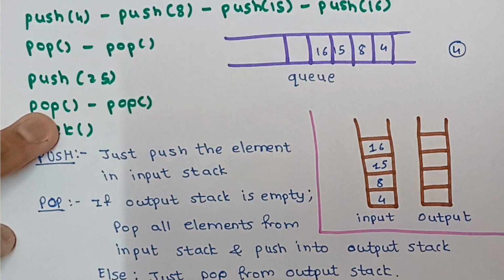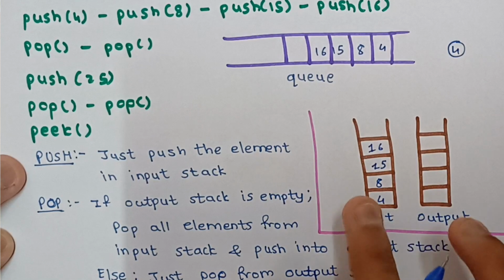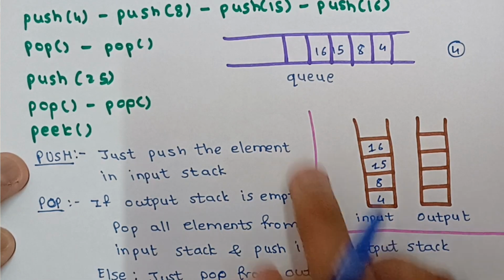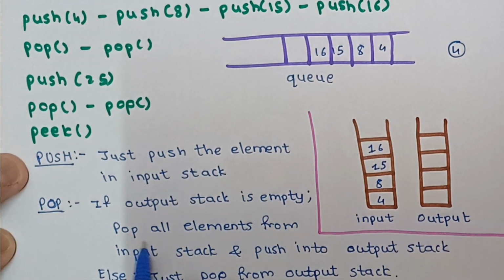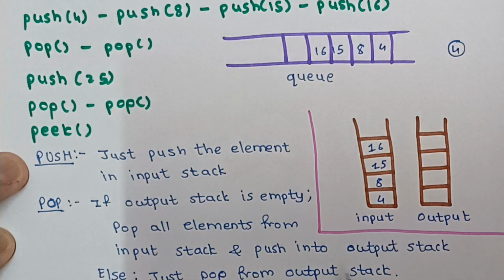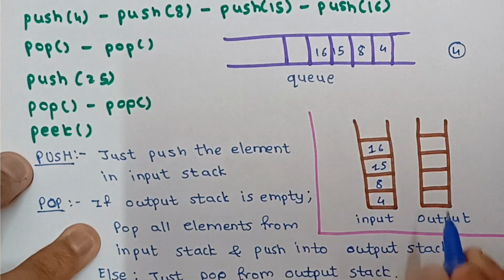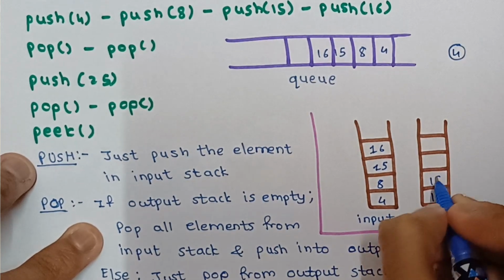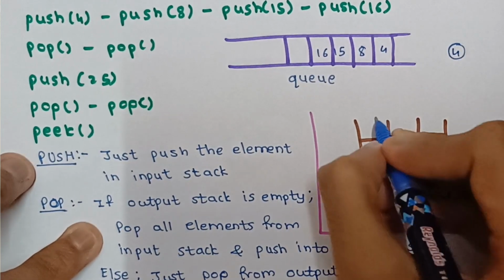So what we have to do: if our output stack is empty, then we pop all elements from the input stack and push them into the output stack. So here it is written that if the output stack is empty, pop all elements from the input stack and push them into the output stack. So let's push 16, 15, 8 and 4. Now these are all removed from this to this.